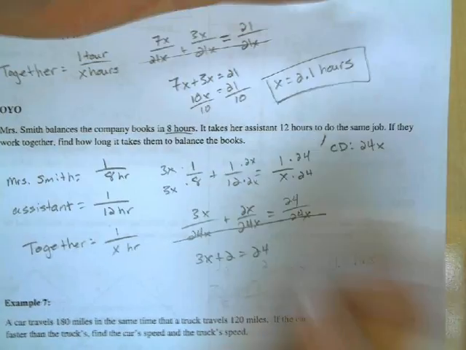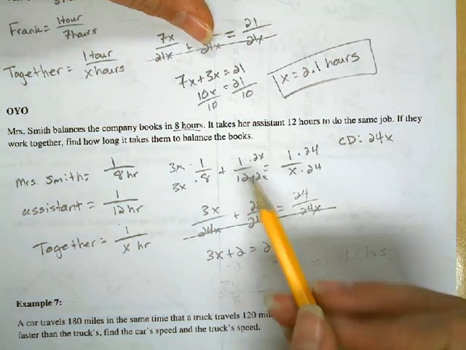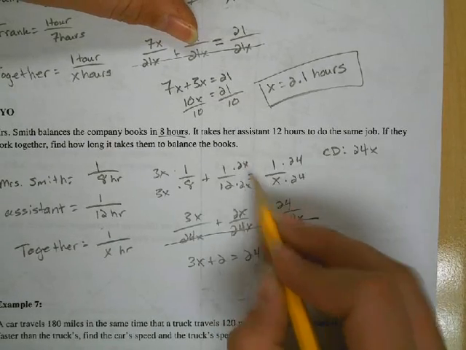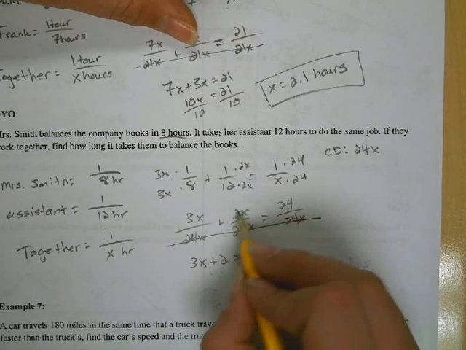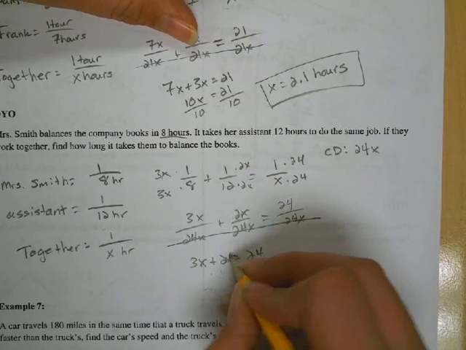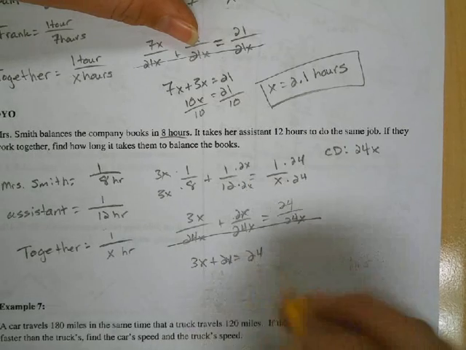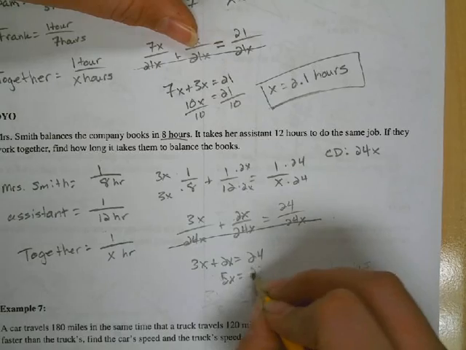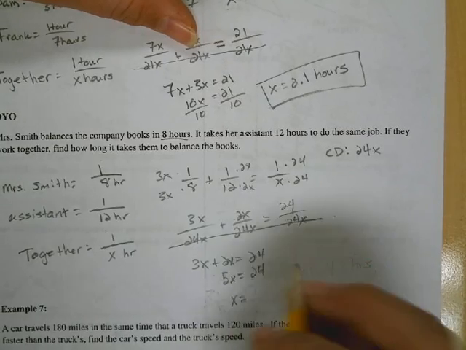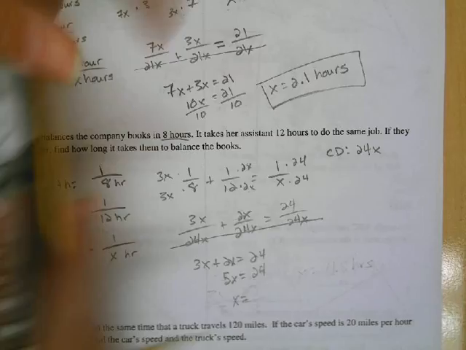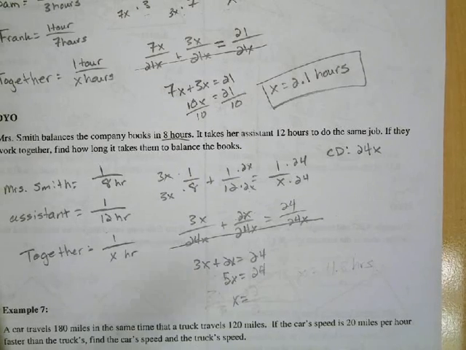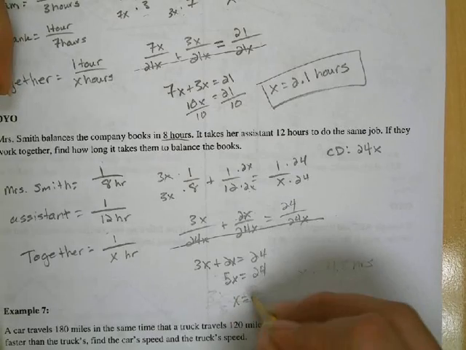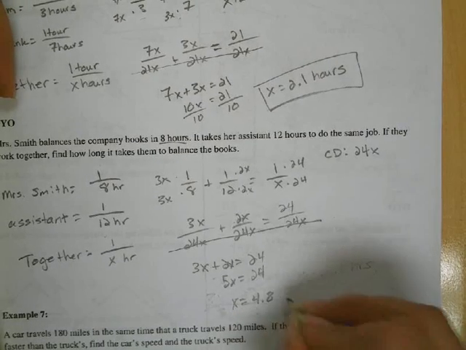I missed my X, so let me come back, rewind real quick. I multiplied in a 2X here to give me my common denominator, and I forgot to multiply the X on top. So this should be 3X plus 2X is equal to 24, which gives me 5X, which is then equal to 24, and X is equal to, now we should get 4.8. Let's double check. 24 divided by 5 is 4.8 hours. There we go.